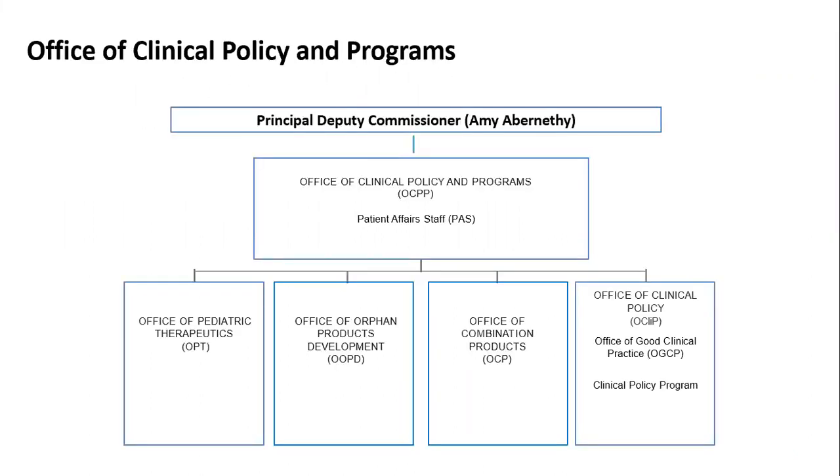In addition to the medical product centers, FDA has offices that support product development in a variety of ways. The Office of Orphan Products Development is within the Office of Clinical Policy and Programs. The Office of Clinical Policy and Programs reports to the Principal Deputy Commissioner. The goal of the Office of Clinical Policy and Programs is to advance public health by developing and leading cross-cutting policy and programs in collaboration with internal and external stakeholders to support FDA centers in making effective, safe, and innovative medical products available to the American people.